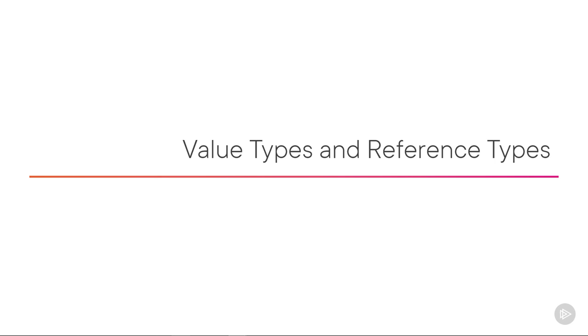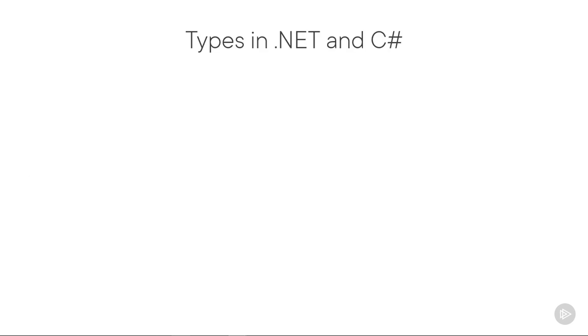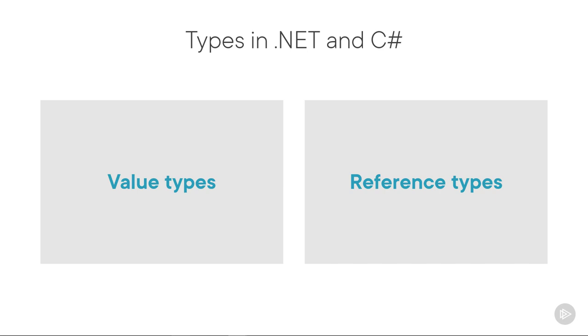So first things first, let's understand the difference between value types and reference types in C# and .NET. In the previous modules, we have already used a number of types. We have used some of the built-in primitive types, such as int, decimal, and datetime. And in the previous module, we have created our first custom type, the employee class.